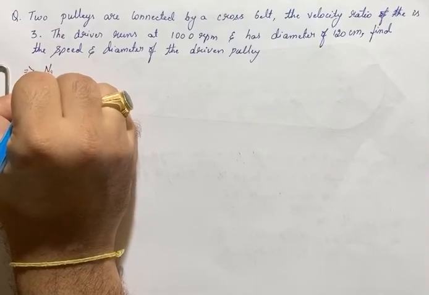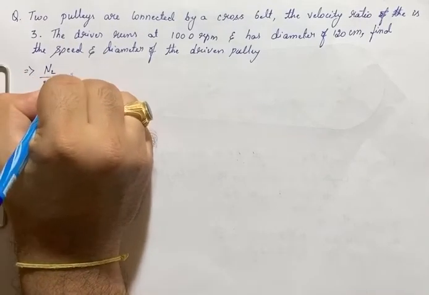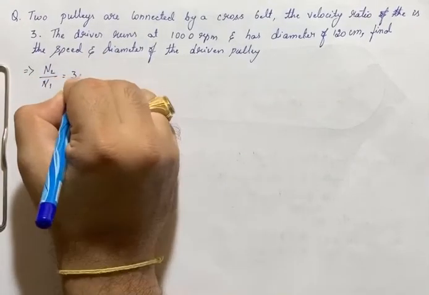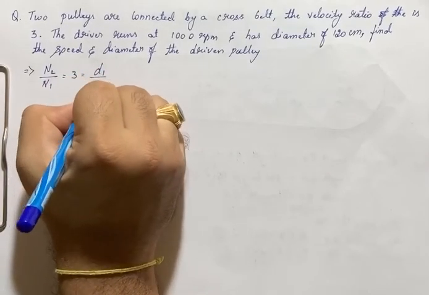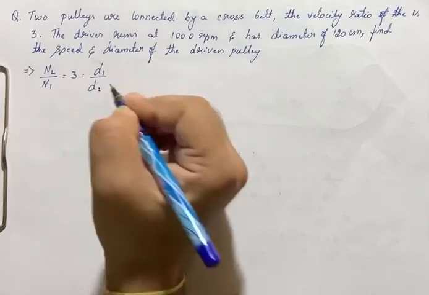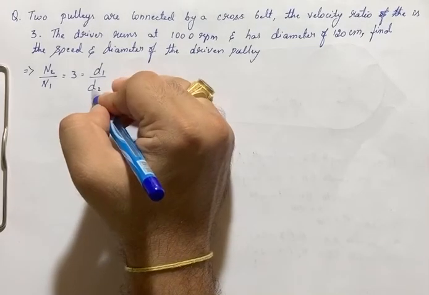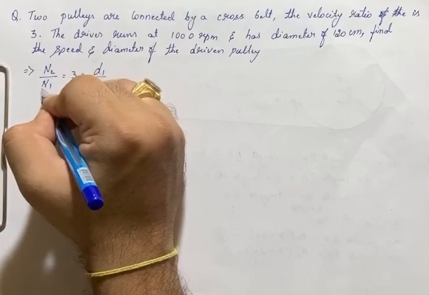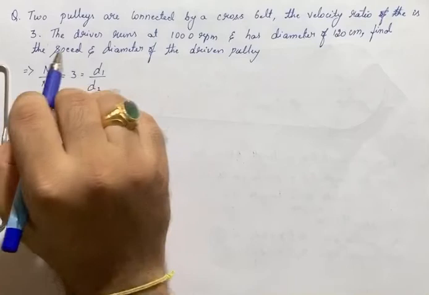Speed of driver pulley, I will take it as N2, divided by driven pulley as N1. He has given this as 3, which is also equal to the diameter of the driven pulley divided by the diameter of the driver pulley. That is nothing but the velocity ratio here.